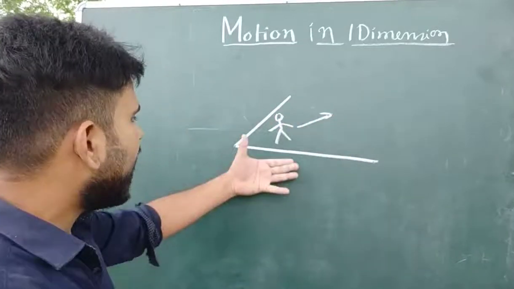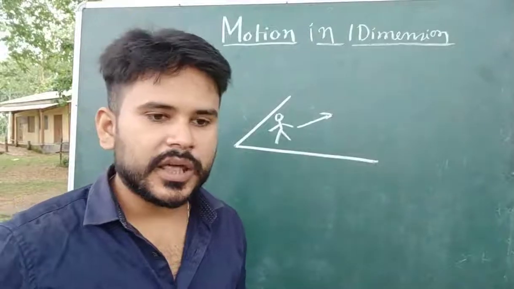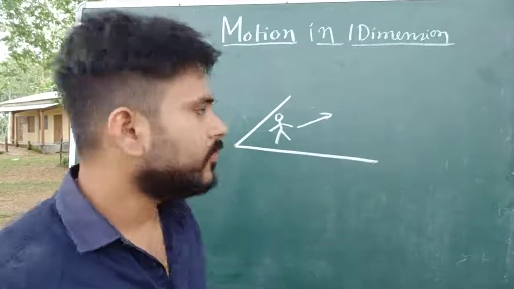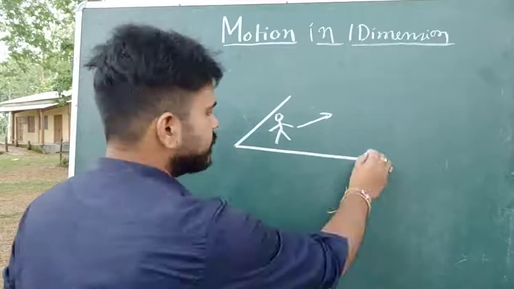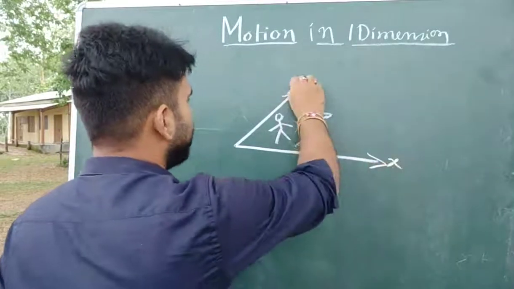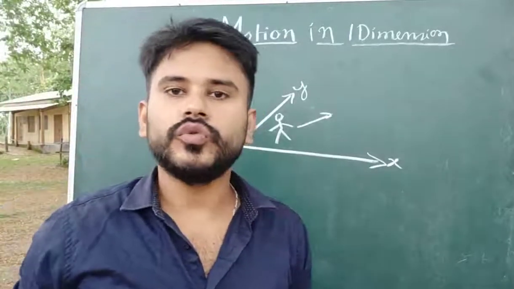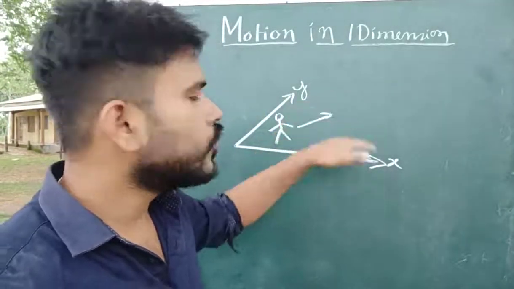So in that case I am moving in a playground, on a plane surface. To locate my position at every instant of time, in this case we need two coordinates, x and y. So in this case the motion is said to be motion in two dimensions because I need two coordinates.